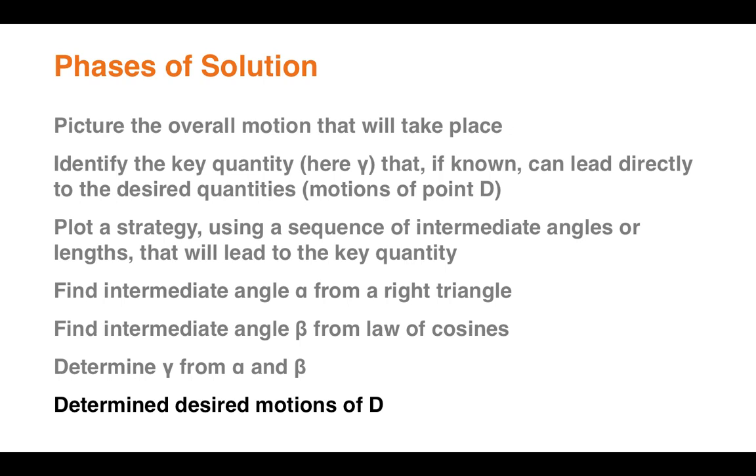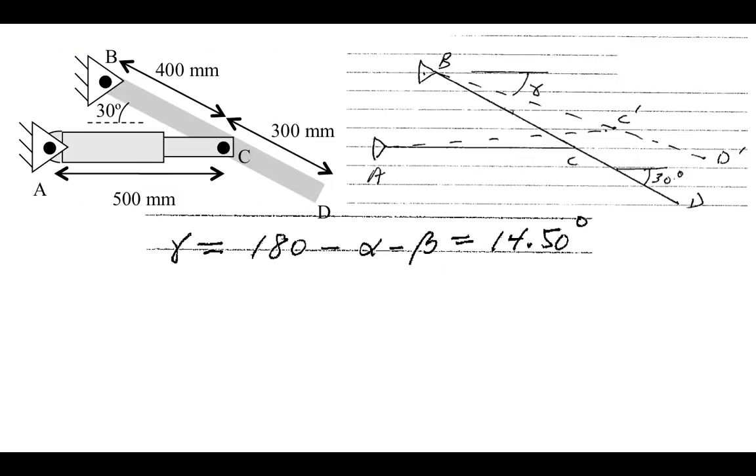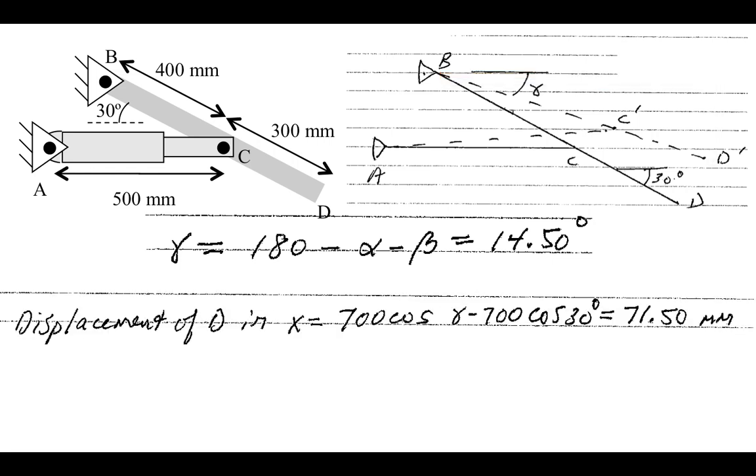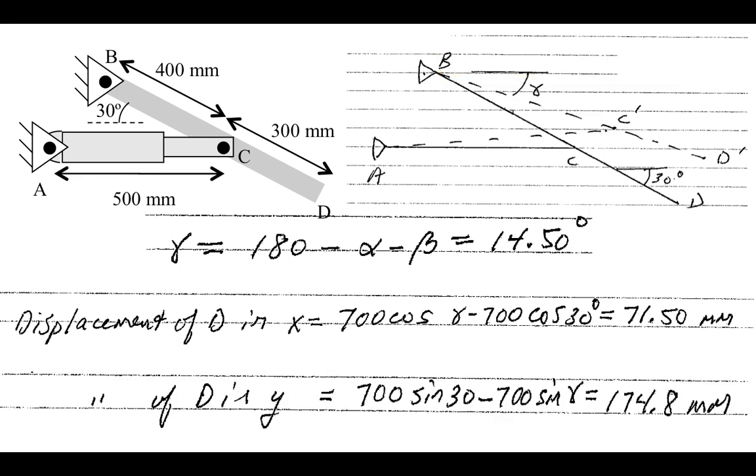Now with gamma, we can turn to finding the desired motions of the point D. With gamma, we now know the orientation of BCD when AC has extended, and we know that BCD was initially 30 degrees from the horizontal. We can find both the horizontal and vertical distances from B to D in both the initial and final orientations. By taking the difference in the horizontal distances, we can find how much D displaces horizontally. By taking the difference in the vertical distances, we can find how much D displaces vertically.